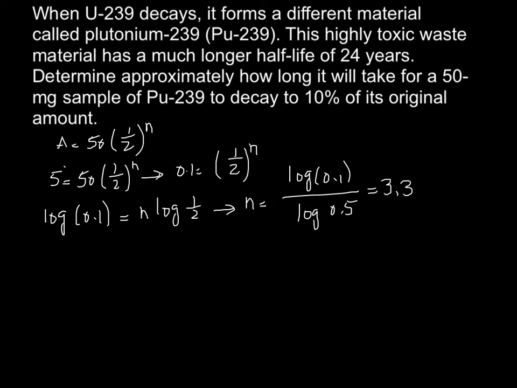3.3 half-lives. Every half-life is 24 years, so the time is going to be 3.3 times 24, which is going to give us something like 79.2 years. So this means that U39 takes 79.2 years to go from 50 milligrams to about 5 milligrams.